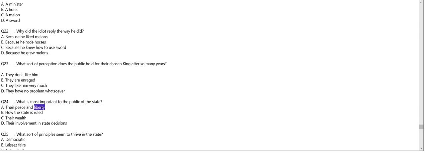Their peace and liberty. B. How the state is ruled. C. Their wealth. D. Their involvement in state decisions. Q25. What sort of principles seem to thrive in the state? A. Democratic. B. Laissez-faire. C. Authoritative. D. Communistic. Q26. After reading The Tale of the Melon City, what opinion do you form of the king?